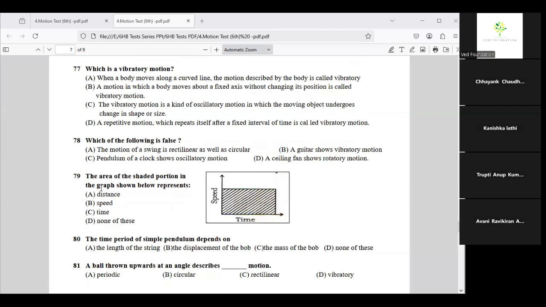79. The area of the shaded portion in the graph shown below represents. The area is equal to length into breadth. Means speed into time. And speed into time gives distance. So the correct answer is option A, distance.